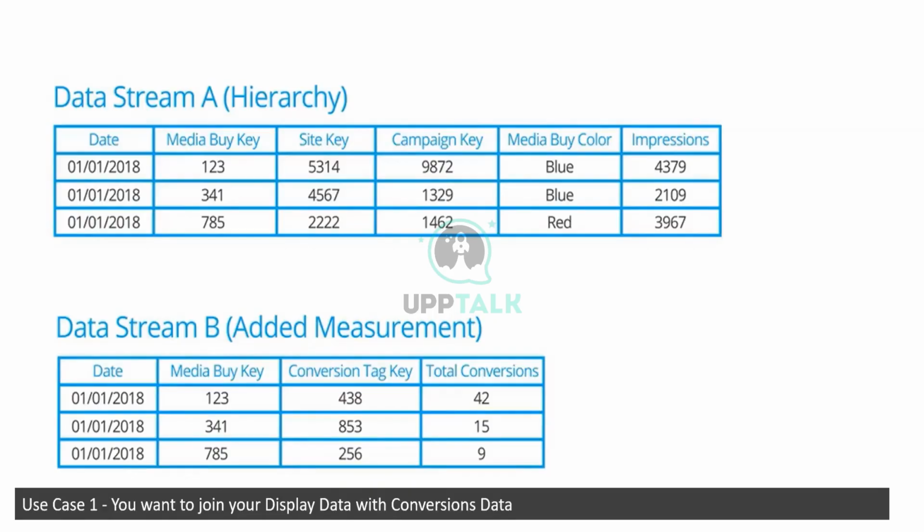Over here as well, we want to join our display data with conversion data. It is like a foreign key, where we have a primary key and a foreign key, right? Custom classification acts as a foreign key in helping us join the data. Here we are doing a full outer join based on a common thing. My conversion tag data and my display data need to be added together by means of media by key.